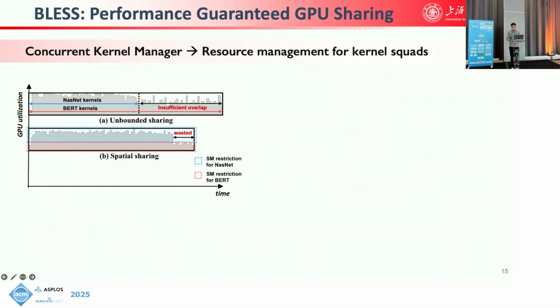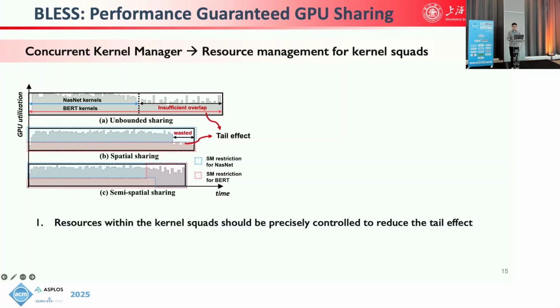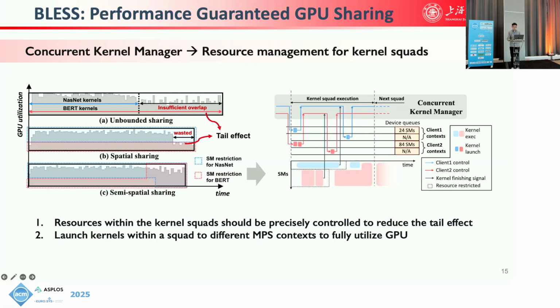As we stated earlier, we observe a tail effect in the execution of kernel squads, whether under unbounded sharing or spatial sharing. To address this, we employ spatial-temporal sharing, or semi-spatial sharing, to further mitigate the tail effect and reduce the overall duration of kernel squads. As shown in this figure, kernels at the beginning of the squads are subject to SM restrictions, while the restrictions are lifted in the later stages, allowing all kernels to fully utilize all SMs. To achieve this, kernels within a squad are launched into different MPS contexts in real time, and each user application has a primary context with no resource restrictions and multiple MPS contexts with varying compute restrictions.